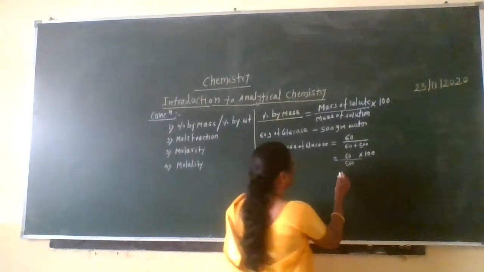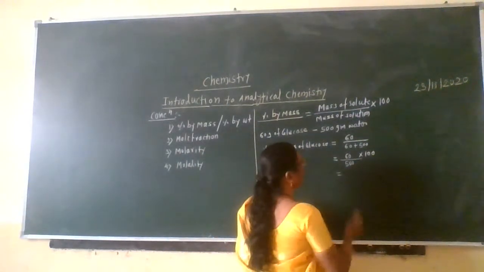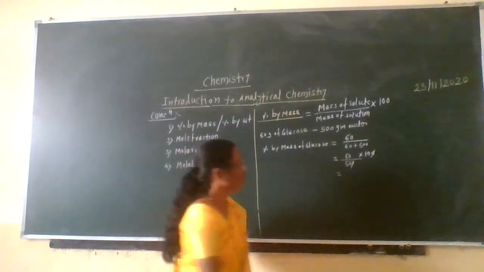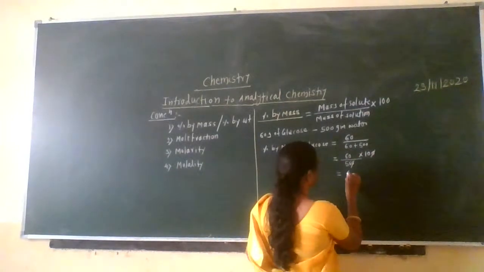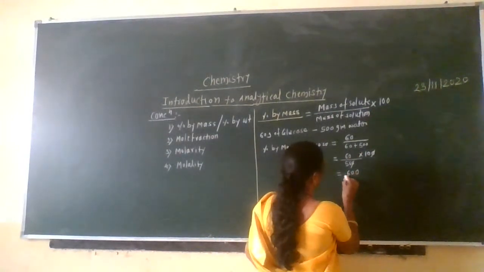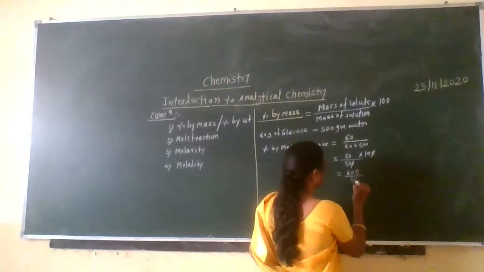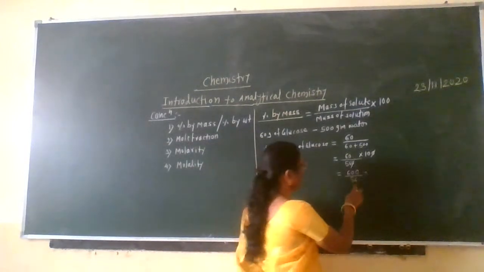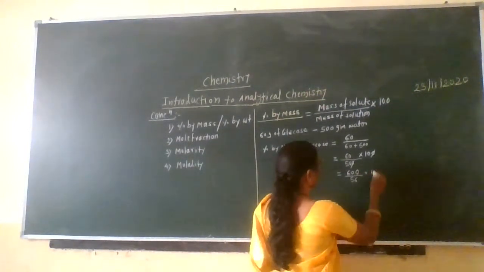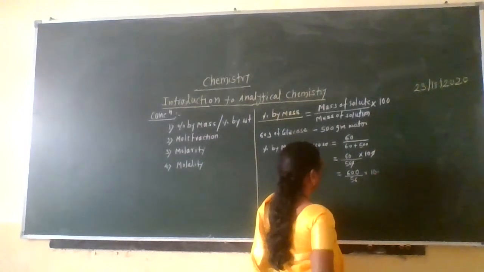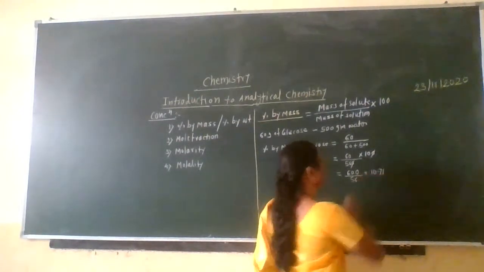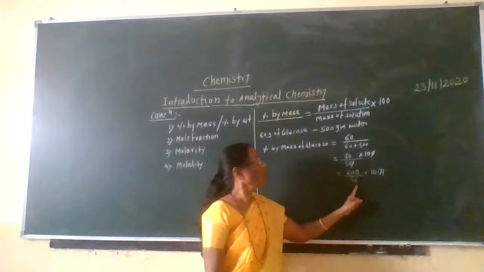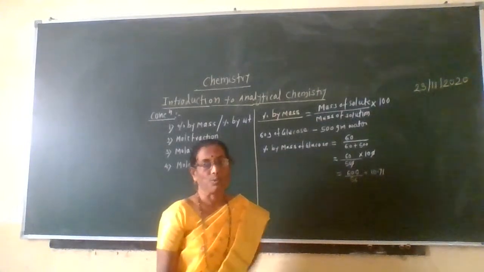And by solving this, what do we get here? This 0 and this 0 get cancelled. What is remaining here? 600 divided by 56. And when we calculate it, what do we obtain here? 10.71. This is the percentage by mass of glucose in the given solution.